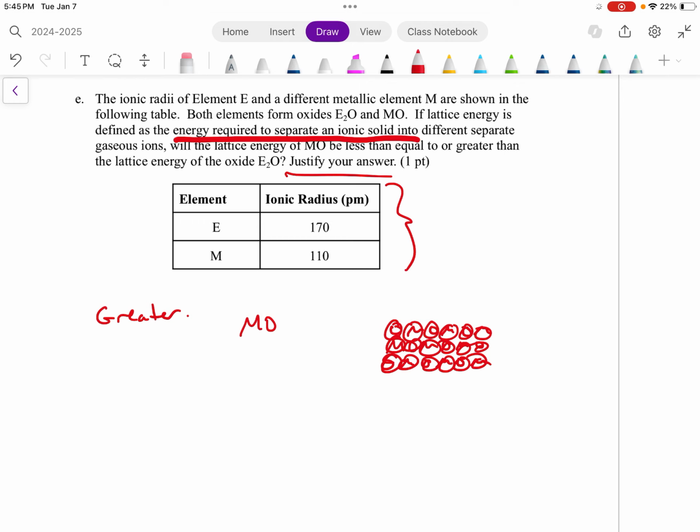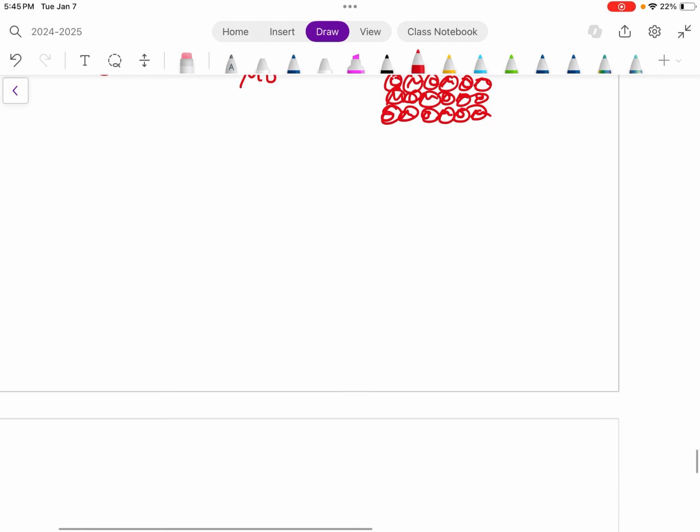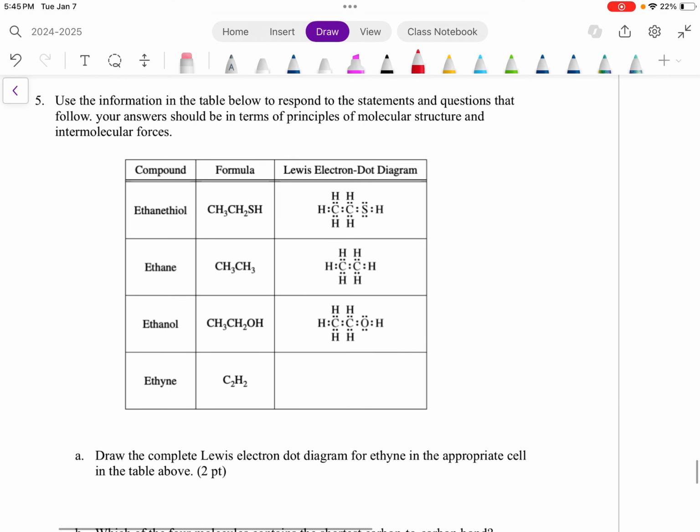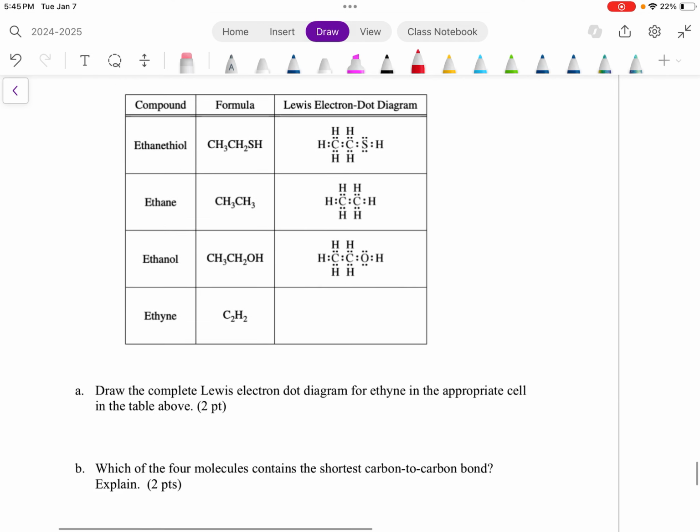So that was the key that we were looking for there. The other thing you could have said, and some of you did, is that if its radius is smaller, the nucleus of M is going to be closer to the electron cloud of the oxygen in this case, therefore attracting it. Also totally cool to say. But you had to cite something about the radius in order to get full credit there. Okay, and then let's see the last one here.